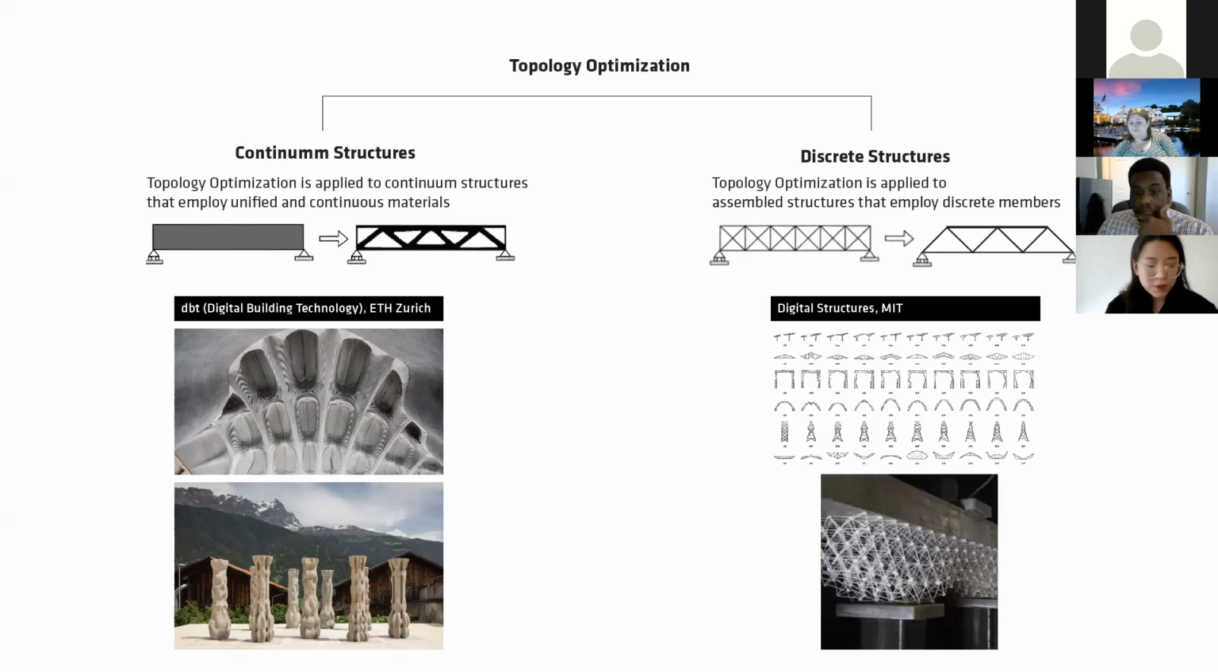When it comes to examples of discrete structure design, there is little ongoing research. The MIT Digital Structures Lab is one of the active research groups looking into the application of TO to discrete structures. The algorithm is employed to create various structural solutions to the same assigned problem.